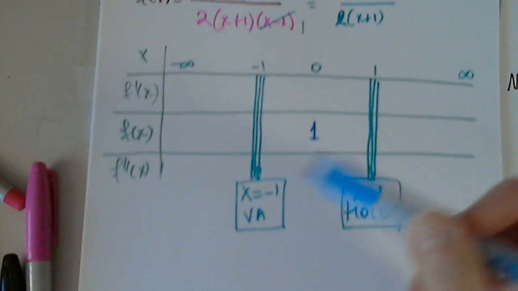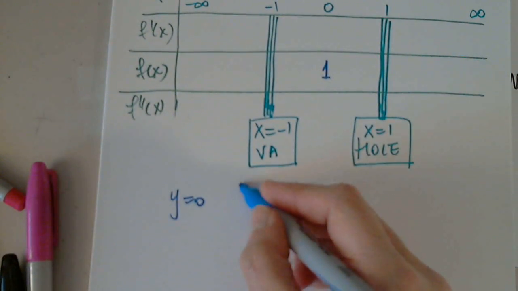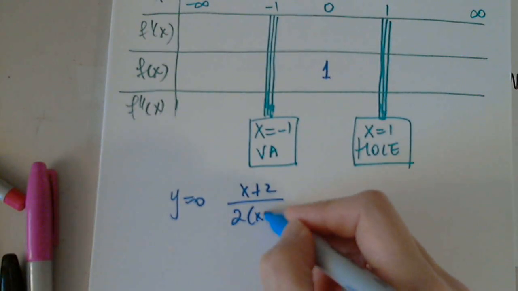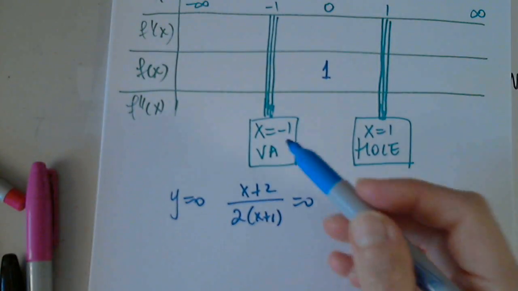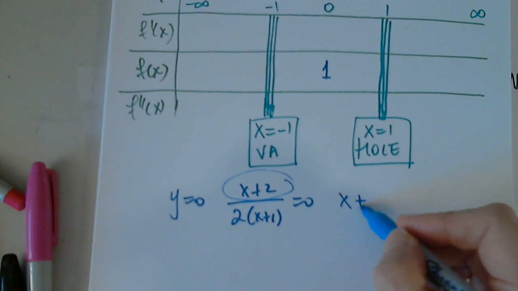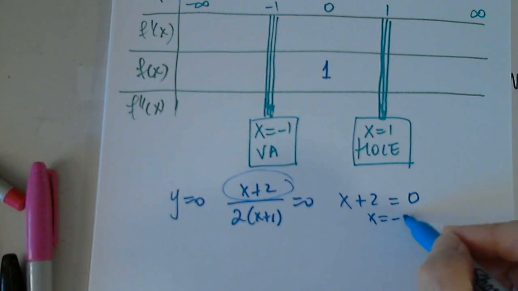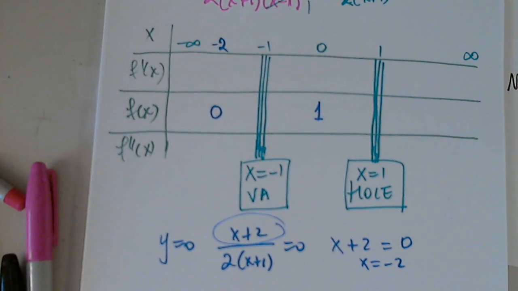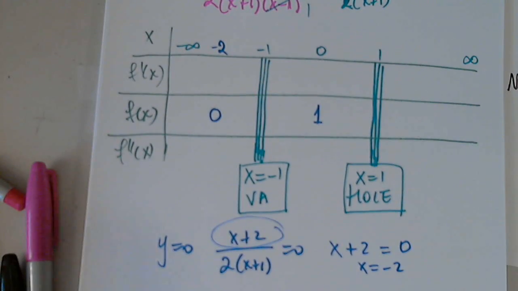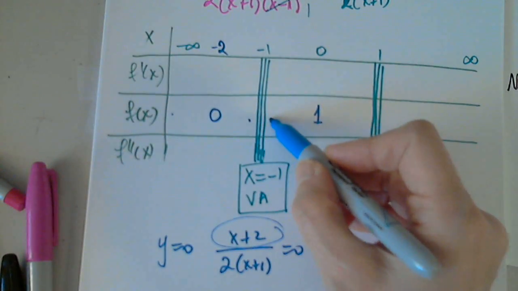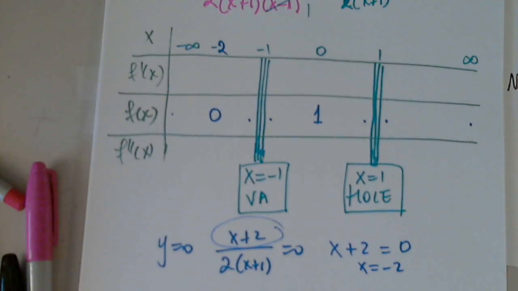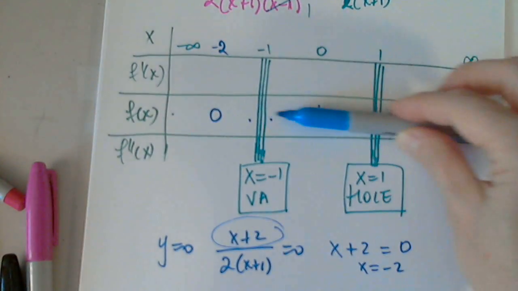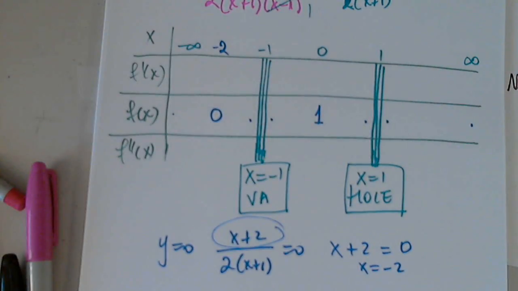I also have to determine when y is 0, x plus 2 over twice x plus 1 is 0. A fraction is 0 only when the top is 0, which means negative 2 comma 0. Now I have to determine these limits. A lot. 6 different limits. And then I'm done with the function. And I can move on to the first derivative.